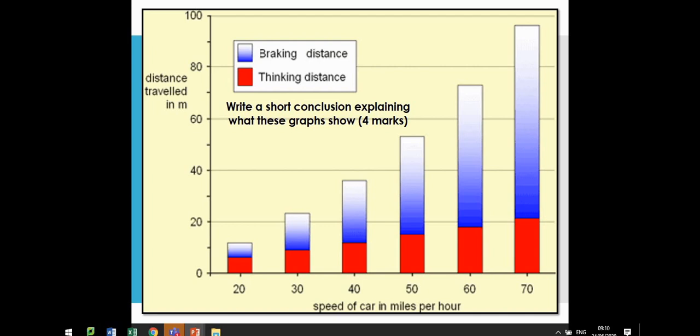And then, finally, we need to say what it's actually showing. Well, we should remember that braking distance and thinking distance together form stopping distance. So overall, this shows that stopping distance increases as speed increases. And because of the contribution of braking distance, it doesn't increase directly proportionally. It increases faster than directly proportionally. If we double our speed, we more than double our stopping distance.